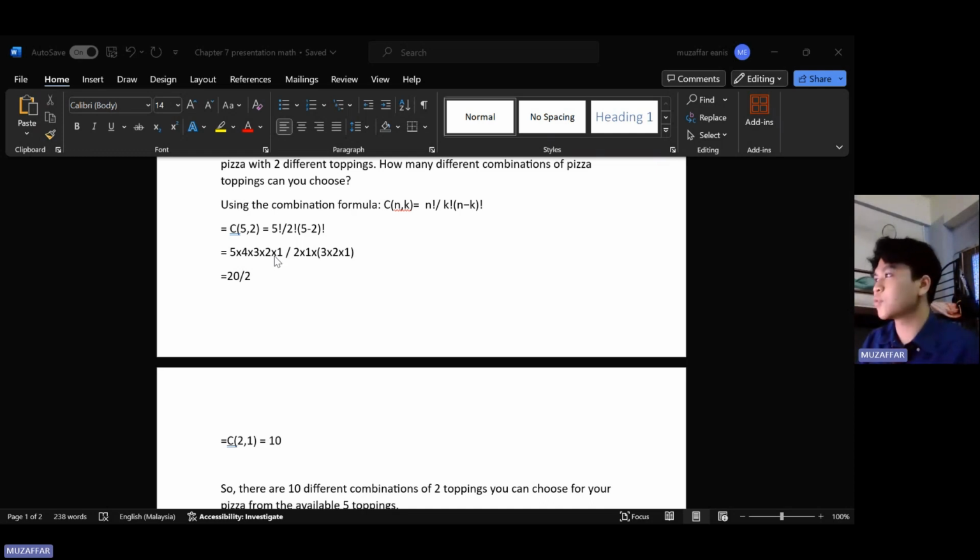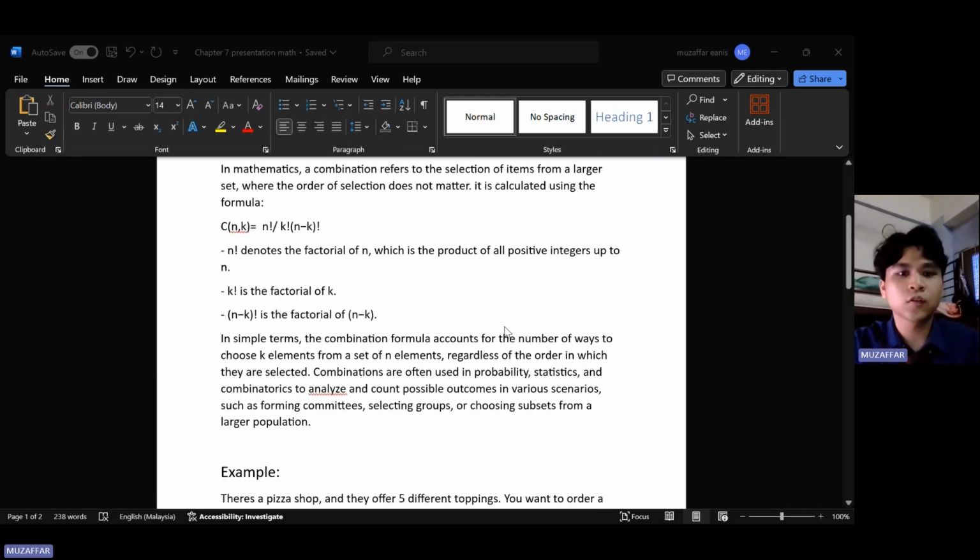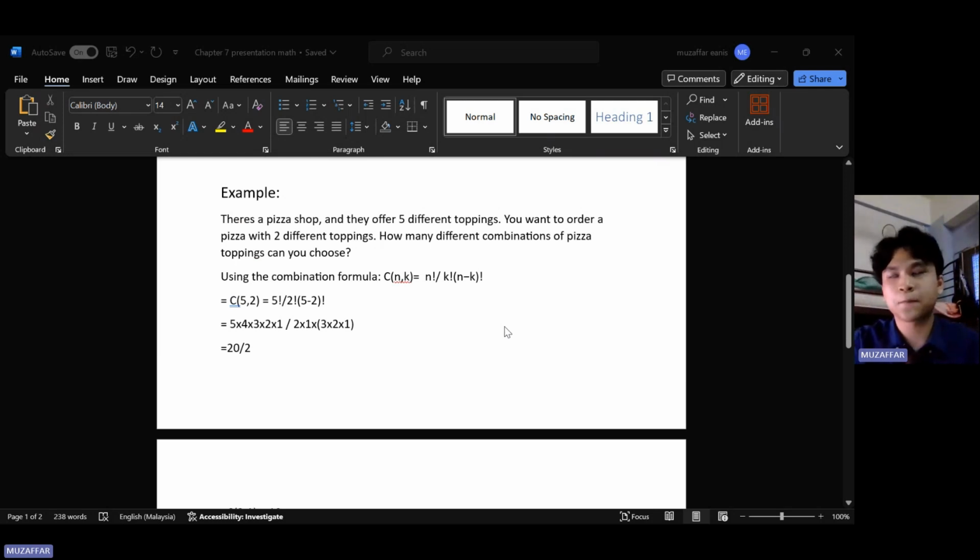Why, you may ask? It's because 5 factorial is a product of all positive integers, like it's stated out here. All positive integers up to 5, which is 1, 2, 3, 4, and 5. So that's why it became like this. Meanwhile, 2 factorial, which is the product of all positive integers up to 2. So it became like this.